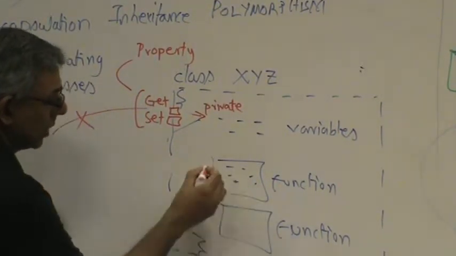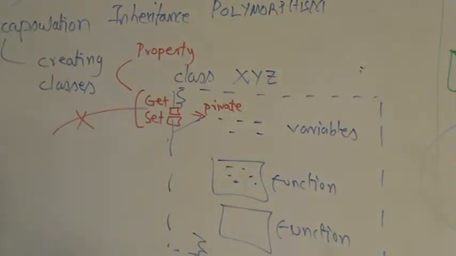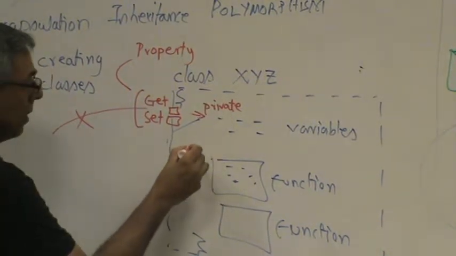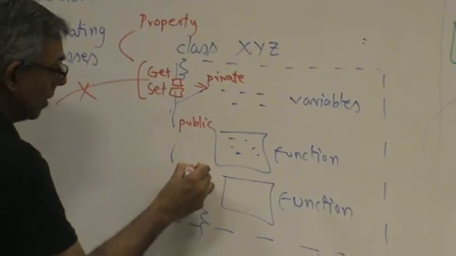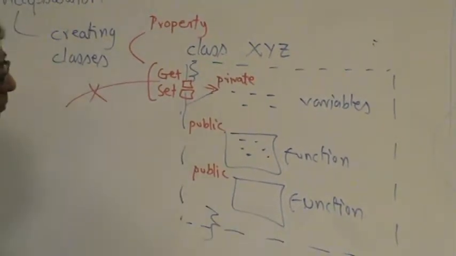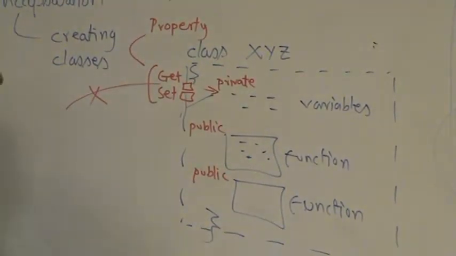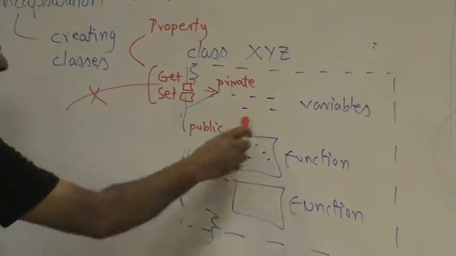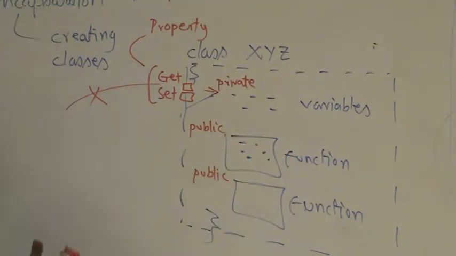What about functions? Do we keep them private or do we keep them public? Most of the time we keep them public, even though you can make them private if you think they are only locally needed.